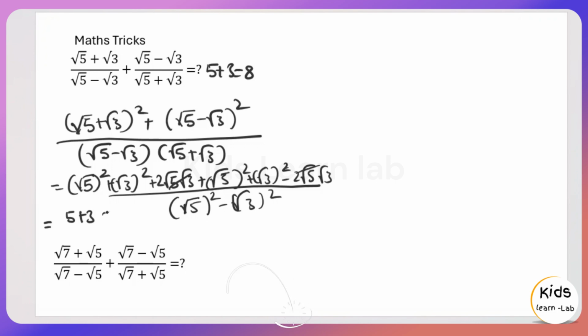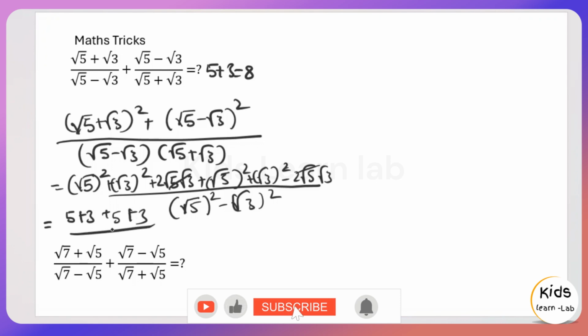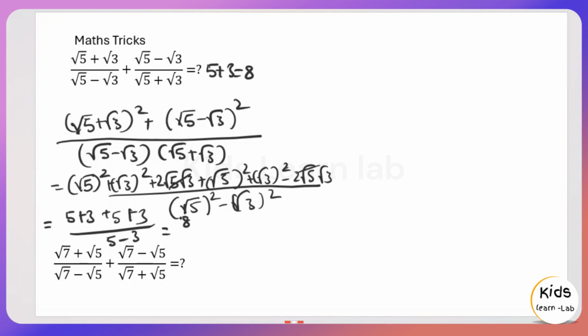Root 5 whole square is 5, root 3 whole square is 3, divided by root 5 square is 5, root 3 square is 3. 5 plus 3 is 8, plus 8, divided by 5 minus 3 is 2. 8 plus 8 is 16, divided by 2. 2 eights are 16, so 8 is the answer.